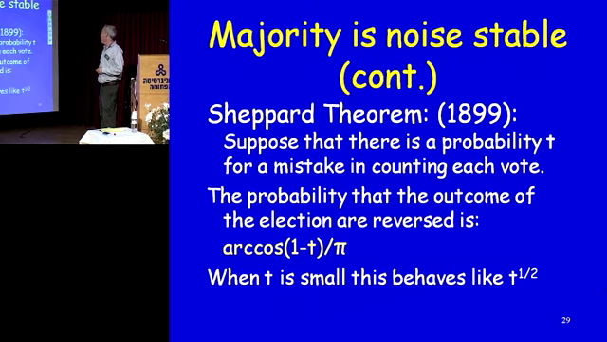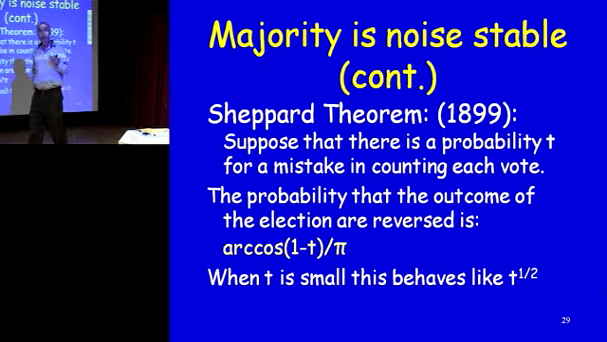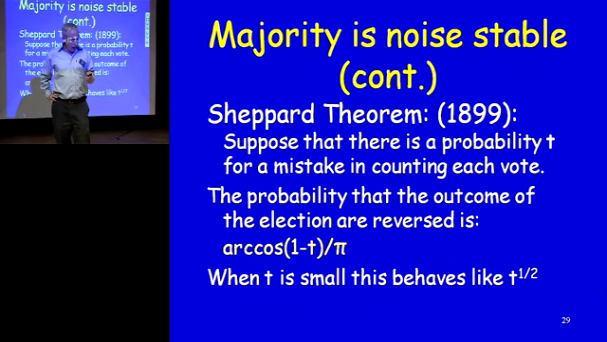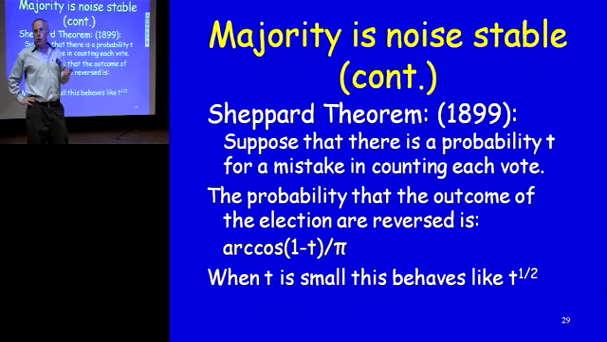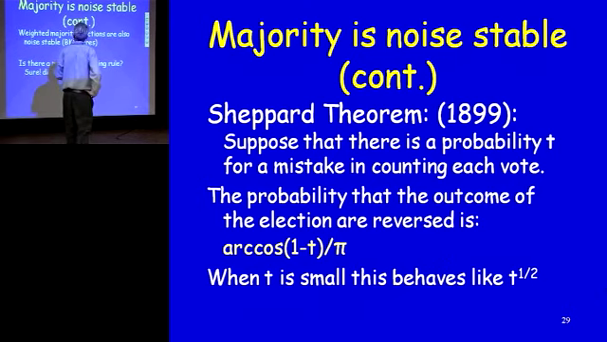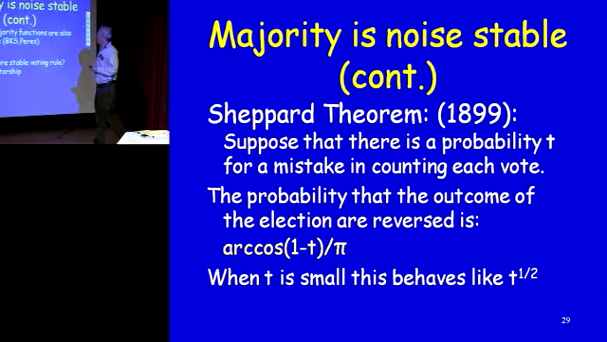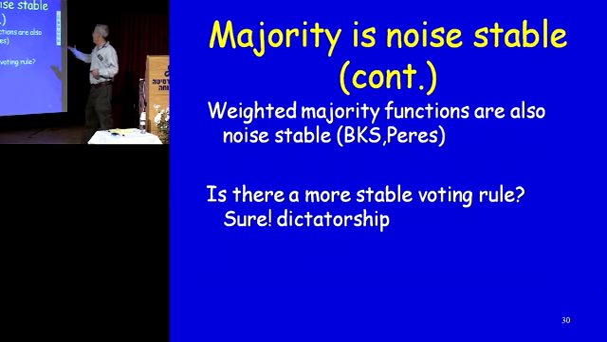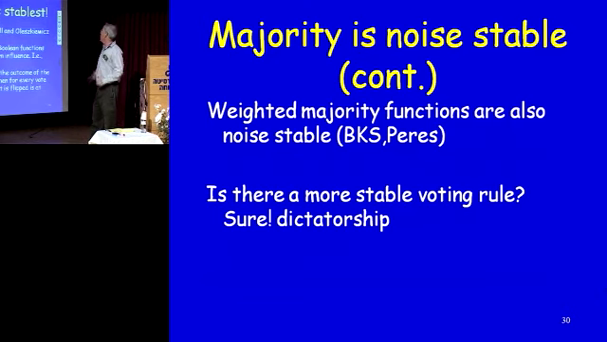And I just repeated the same theorem again. And when T is small, this behaves like the square root of T. Now, of course, there are functions which are more stable to noise, and this is the dictatorship. In a dictatorship, if the noise is T, the probability for flipping the outcome is T. But also weighted majority is stable. And the question, you see, I'm ahead of my slides: is there a more stable voting rule? Sure, the dictatorship. But now I want to mention the third theorem I plan to mention, which is majority is stablest.